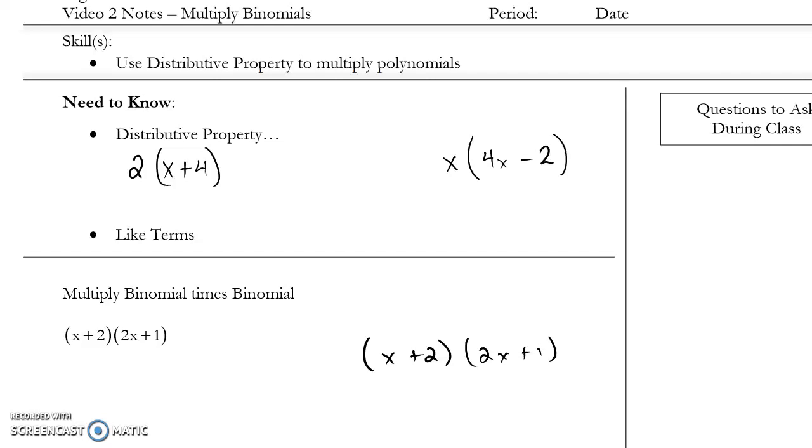Alright, welcome back. In video 2, we're going to focus on multiplying binomials. Please remember, a binomial means we have two terms. The two properties, or two things that we're going to need to be really successful in this section, are the distributive property and like terms.